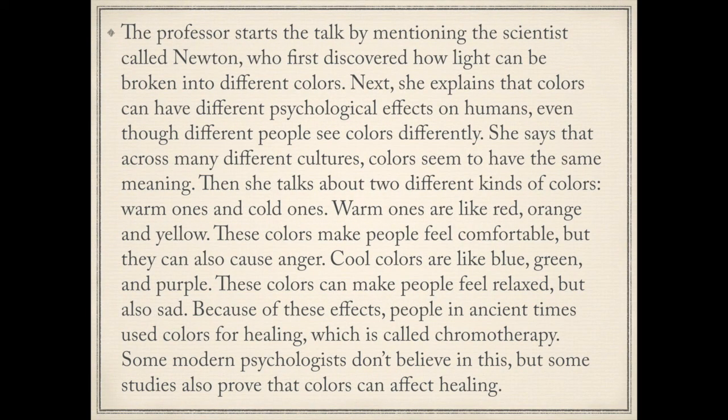The professor starts the talk by mentioning the scientist called Newton, who first discovered how light can be broken into different colors. Next, she explains that colors can have different psychological effects on humans, even though different people see colors differently. She says that across many different cultures, colors seem to have the same meaning. Then she talks about two different kinds of colors, warm ones and cold ones. Warm ones are like red, orange, and yellow. These colors make people feel comfortable, but they can also cause anger.